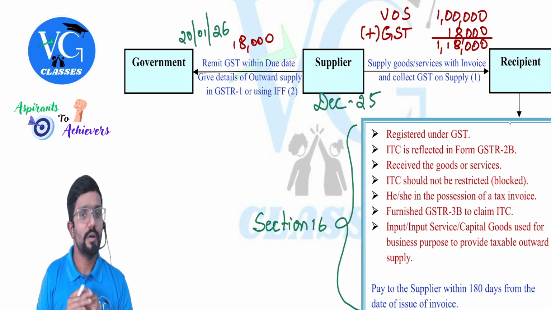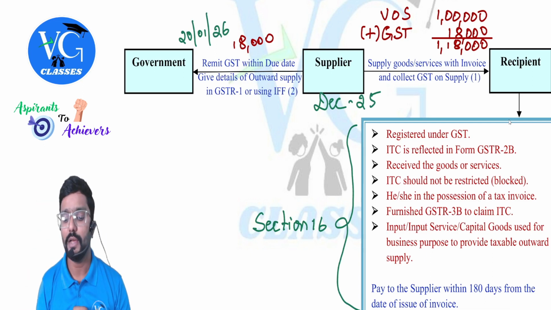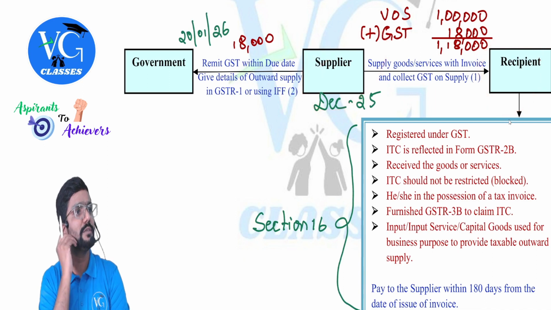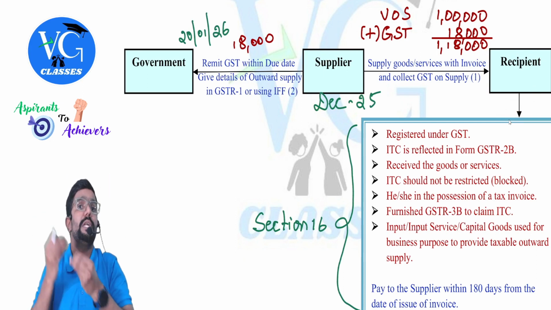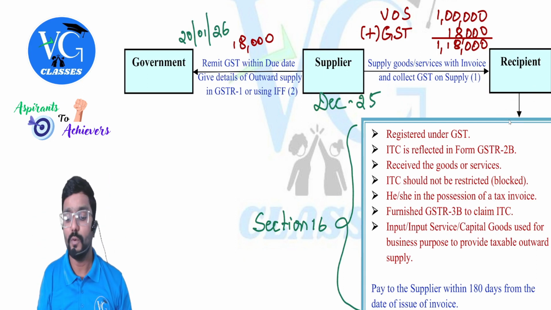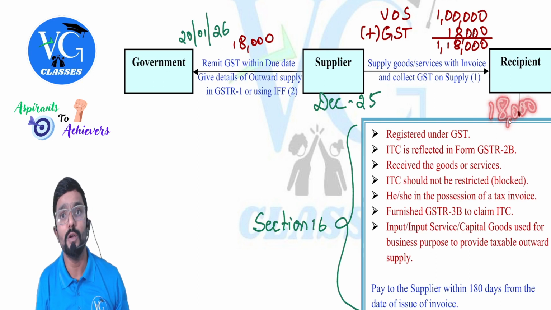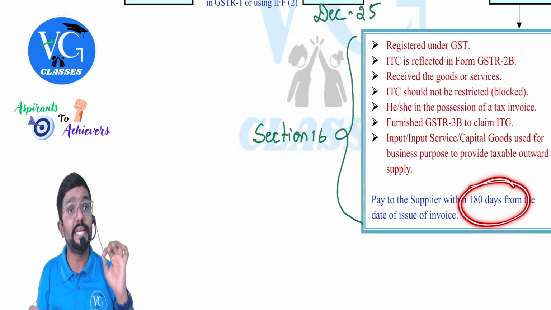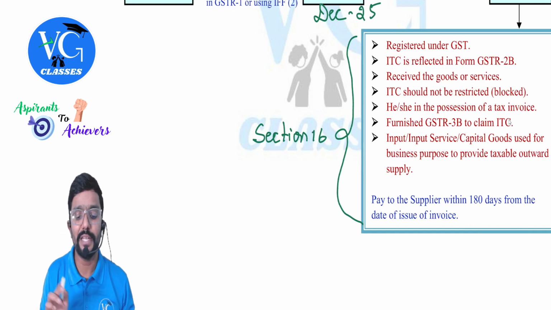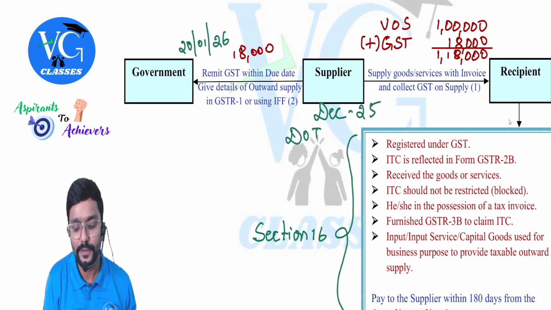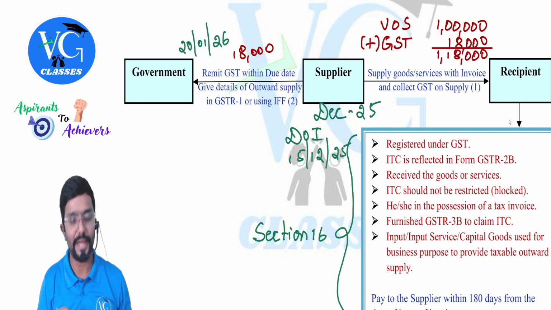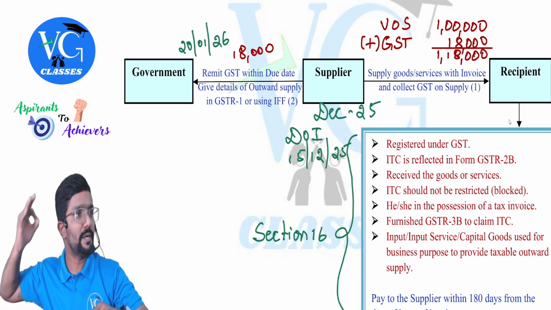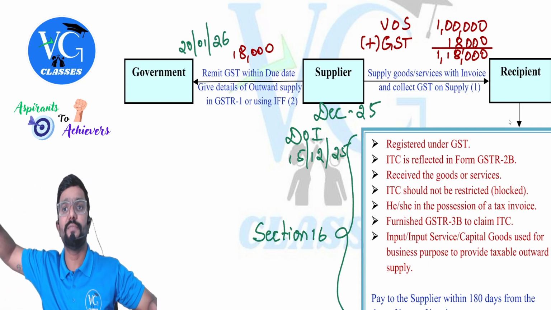Okay, sir. No problem. But even after 180 days, recipient didn't pay to supplier. Supplier is fully upset. He paid GST out of his own pocket. He didn't even receive 1 rupee from recipient. What should we do, sir? Now, recipient has claimed bitty credit of 18,000. After the expiry of 180 days from the date of invoice. Let me write the date of invoice also here for easy sake. Date of invoice, let me take it as 15th December 25.